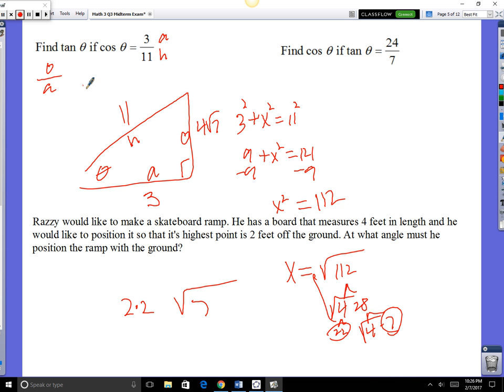Okay, now they want the tangent. So they want opposite on top and adjacent on bottom. So the opposite is going to be 4 square roots of 7, and on bottom, the adjacent is 3. So that is what they're after. That is the fraction they want.